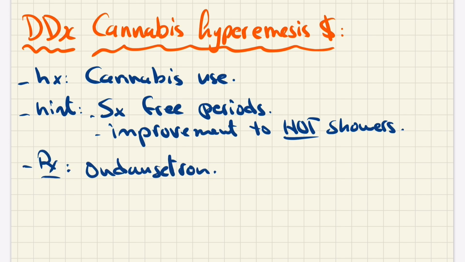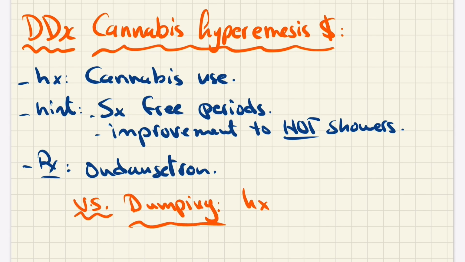Another hint, it might be mentioned in the question. For the treatment, antiemetics such as ondansetron. Remember, for dumping, there is history of gastrectomy.